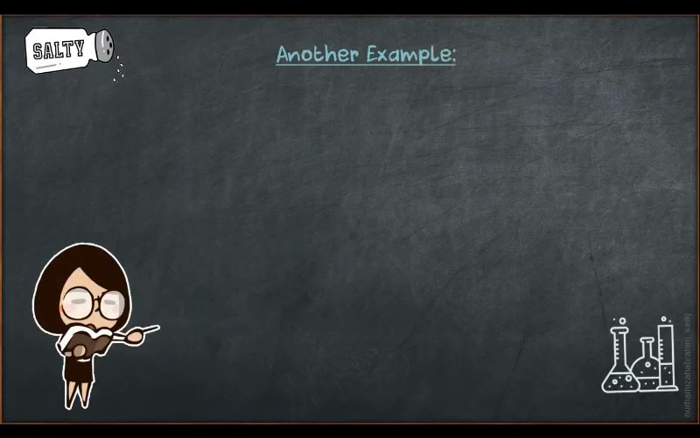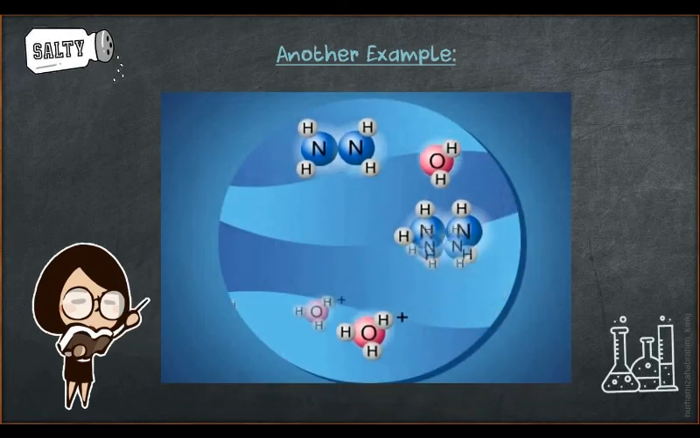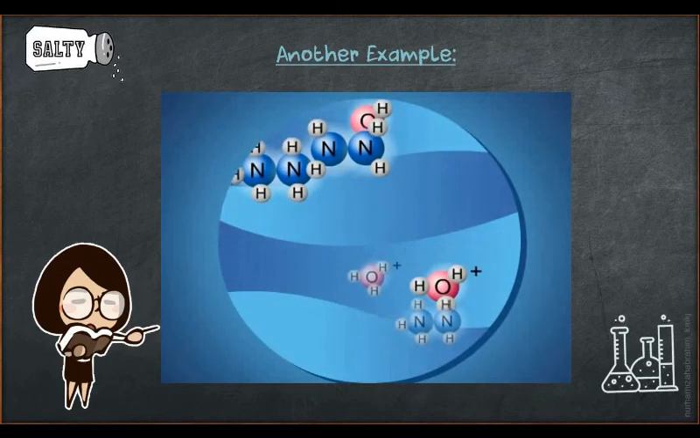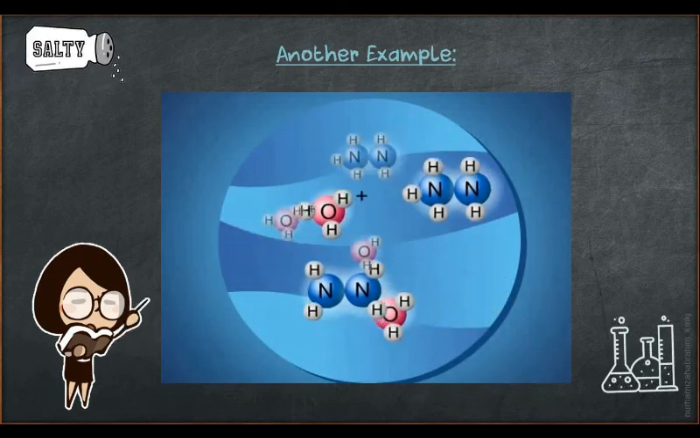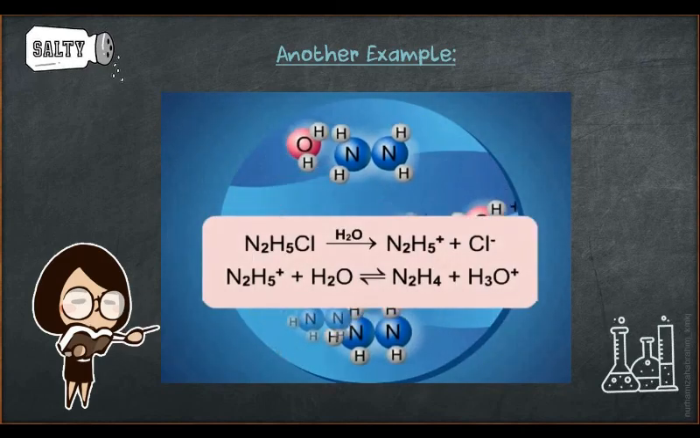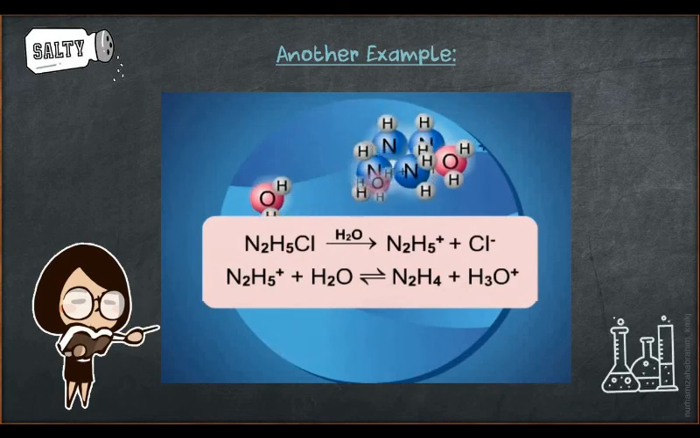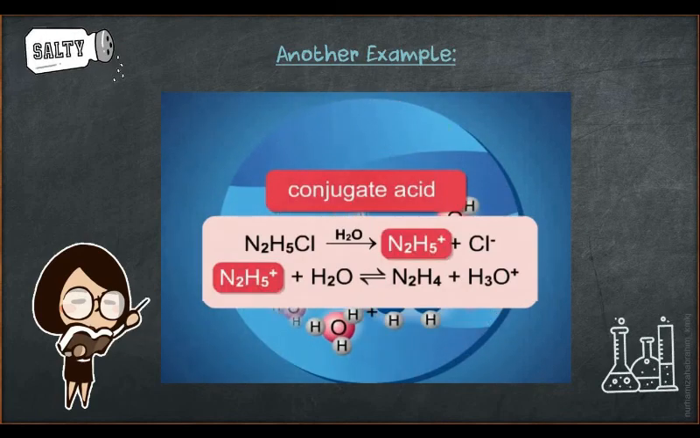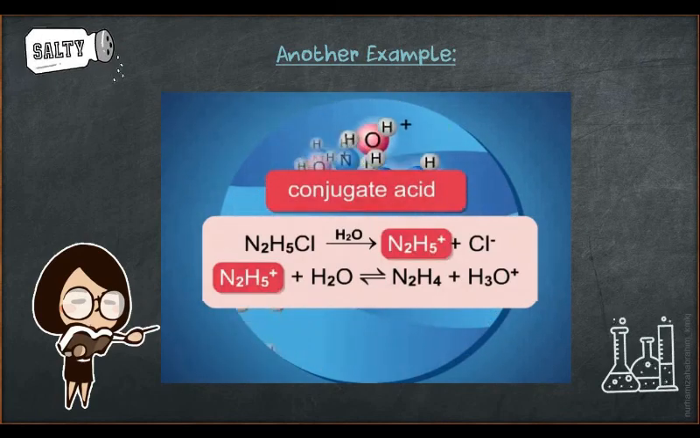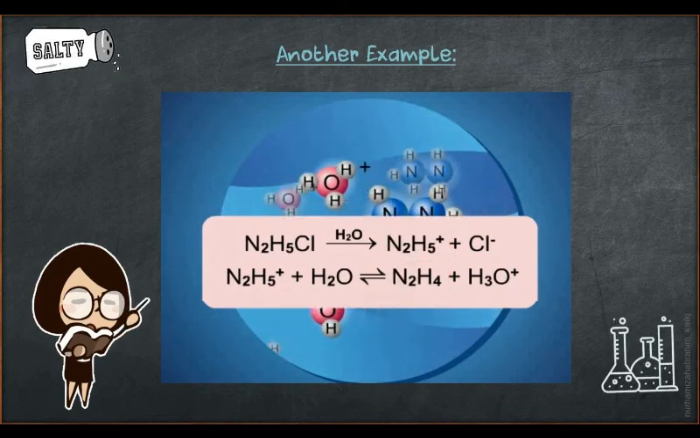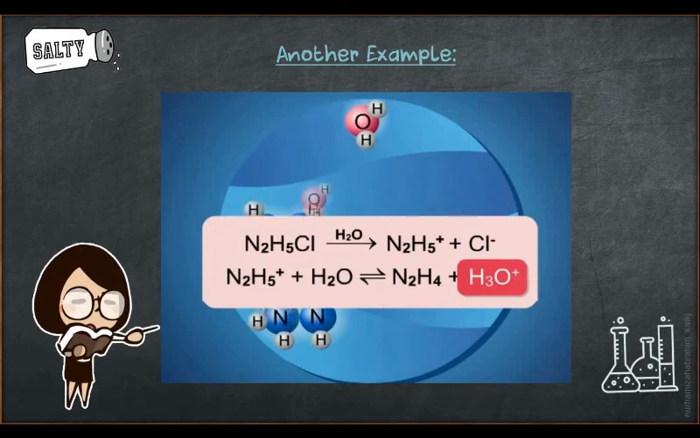Take a look at another example of cationic hydrolysis. All cations in salts that are conjugate acids of weak molecular bases behave similarly to the ammonium ion when added to water. For example, in hydrazinium hydrochloride, the hydrazinium ion, N2H5+, which is the conjugate acid of hydrazine, N2H4, reacts with water to produce hydronium ions.